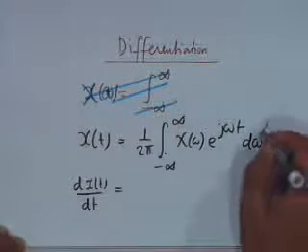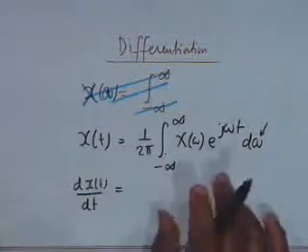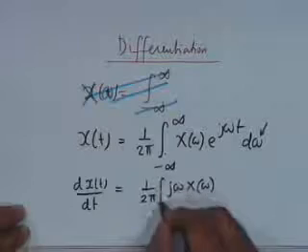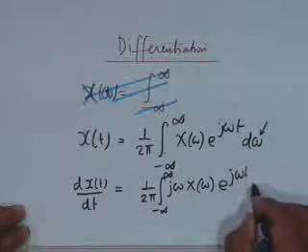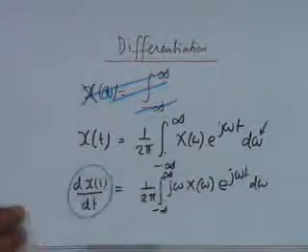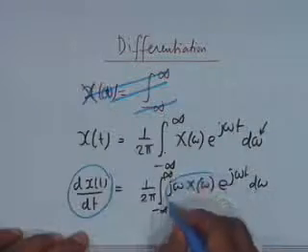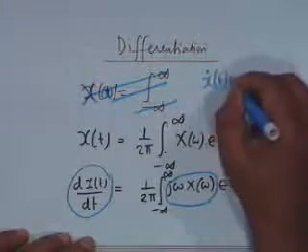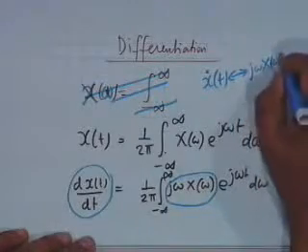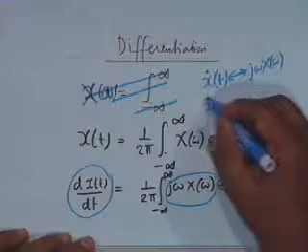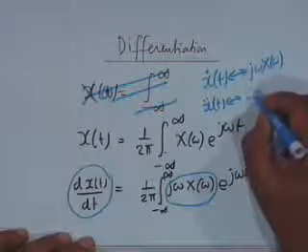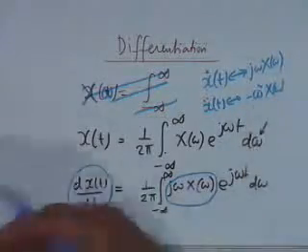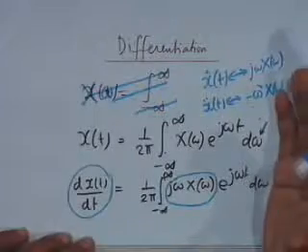As far as this integration is concerned, the variable is omega, and therefore I can differentiate with respect to time inside the integral, and what we get is 1 over 2 pi, j omega X of omega, integral minus infinity to plus infinity e to the j omega t d omega. And it is obvious that the Fourier transform pair of dx/dt is j omega X of omega. So x dot of t is the pair of j omega X of omega, and by a very similar argument you can see that x double dot of t shall transform to minus omega squared X of omega, and so on. You can differentiate any number of times, and all you have to do is multiply capital X of omega by the required power of j omega.